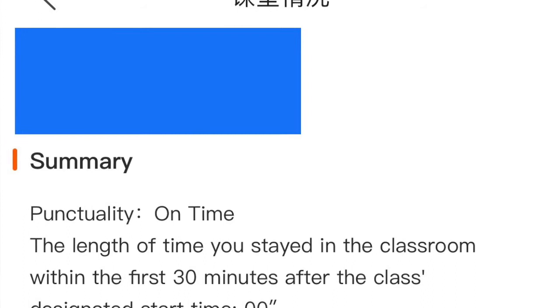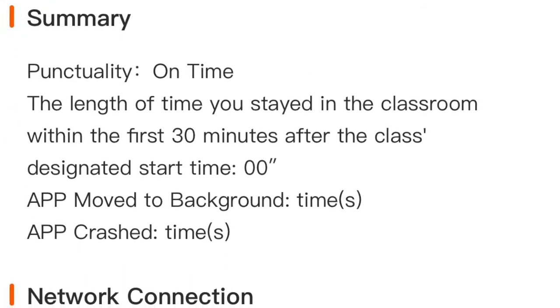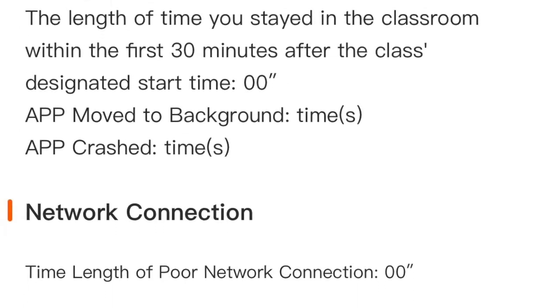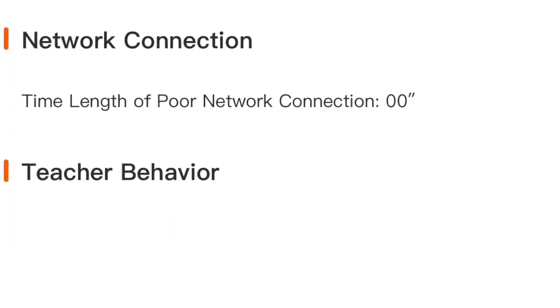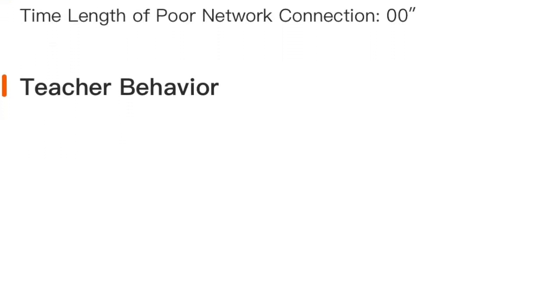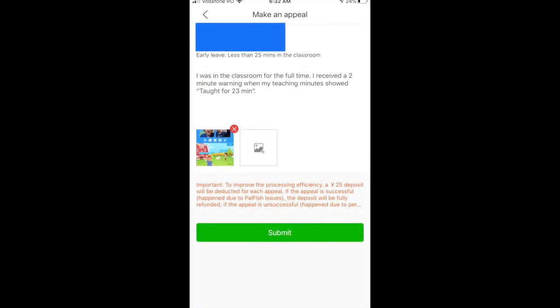Now it'll take you to the next page. It says summary, a list of technicalities of your lesson. I don't pay too much attention to it because I don't think it's very accurate. Anyway, at the bottom of that page there's an orange button that says appeal. Click that and you will submit your appeal.